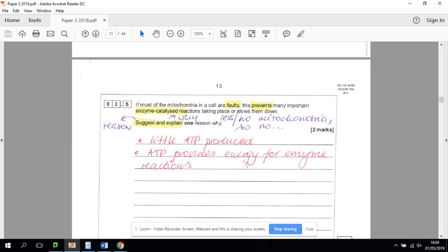If most of the mitochondria in a cell are faulty, this prevents, so again stops, many important enzyme-catalyzed reactions taking place. So now you're thinking, how can I combine enzymes and mitochondria? What happens in the mitochondria? Respiration. What's the product of respiration? ATP. What has ATP got to do with the enzymes? ATP provides energy for enzyme reactions. Phosphorylations taking place make the substrates more reactive. So that's the logical reason for this statement.